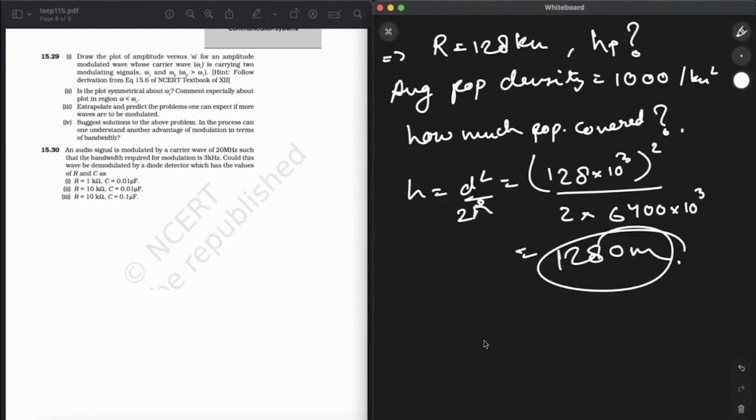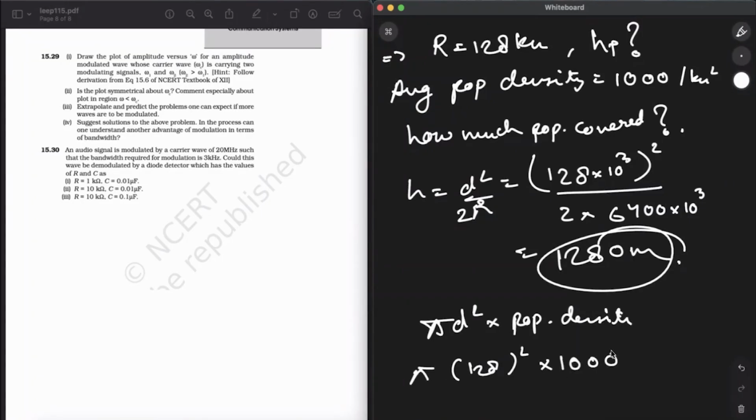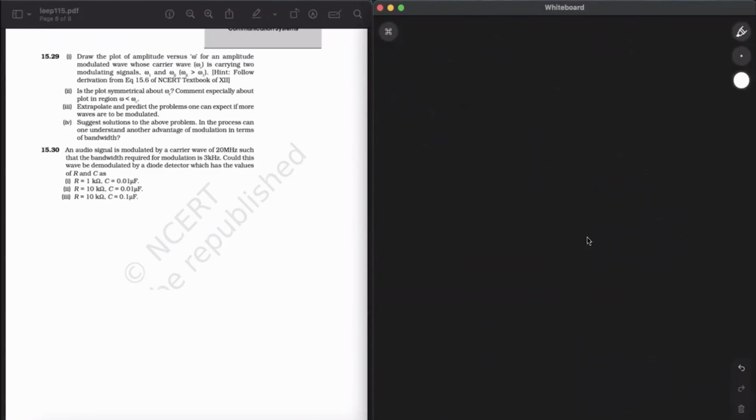Now the total population covered will be pi d square into population density, simple. So pi into 128 the whole square into 1000. It will be 5.14 into 10 to the power of 7. Okay, move on to the next question.